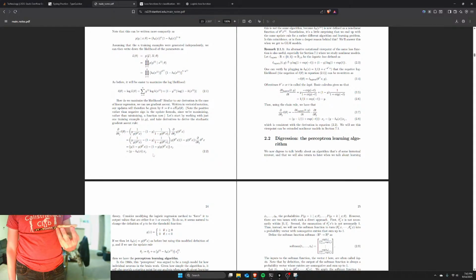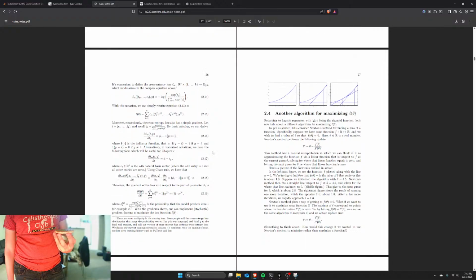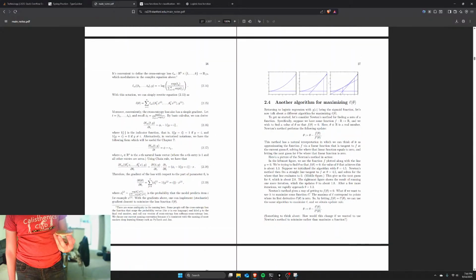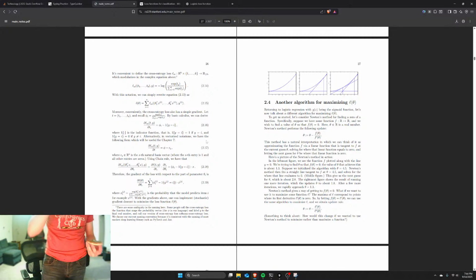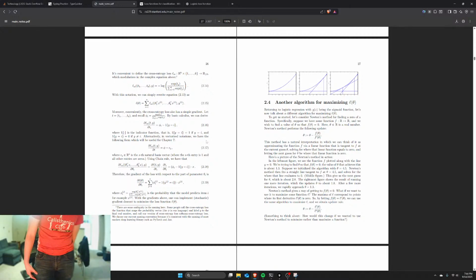So then it goes to the perceptron stuff. And then after this is the next one where it talks about, okay, this is interesting. Another algorithm for maximizing the probability. It's a neat trick though. The log of multiplication of things.